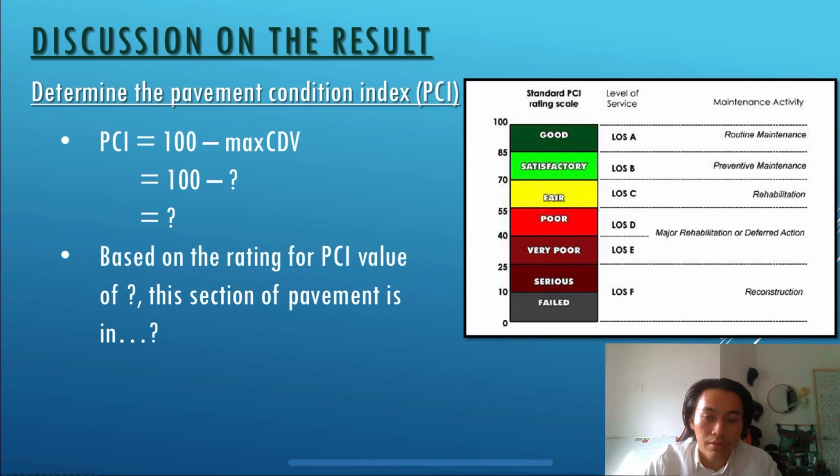Then after we put the maximum CDV in the formula, 100 minus the maximum CDV, you get the PCI number for the road that we calculated. So from that you know the standard PCI for each sample that you calculated, then you can make the sentence based on the rating for PCI value. You should know that if it is around 55 until 70, the pavement section is in rehabilitation or fair condition. So that's all for the data analysis calculation and discussion on the result.